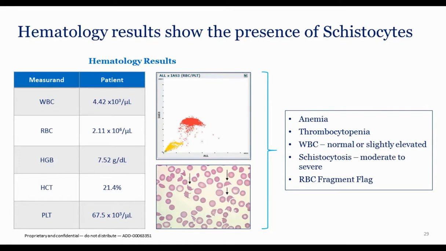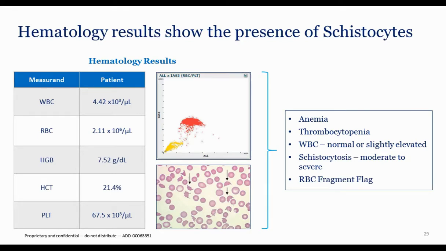What do these patients look like when they come into the hematology laboratory? The white count can vary from normal to abnormal. In this case, the white count is normal, but we have a decrease in the red count, the hemoglobin, and the hematocrit, which is consistent with anemia, and we have thrombocytopenia when we look at the platelet count. In addition, if we look at the peripheral blood smear in the middle of the slide, we see the presence of schistocytes, these fragile RBCs, which can range anywhere from moderate to severe in patients with TTP.